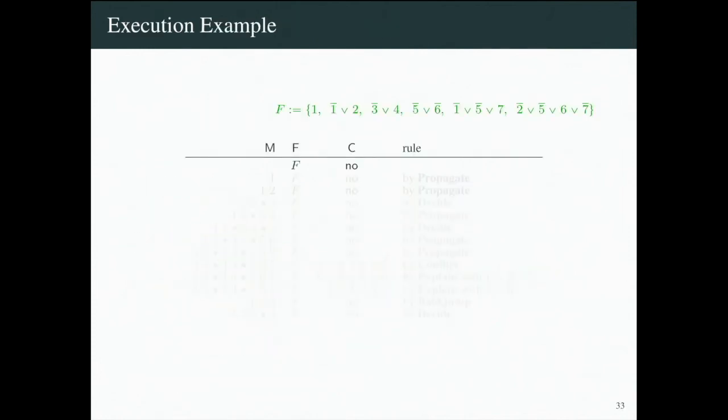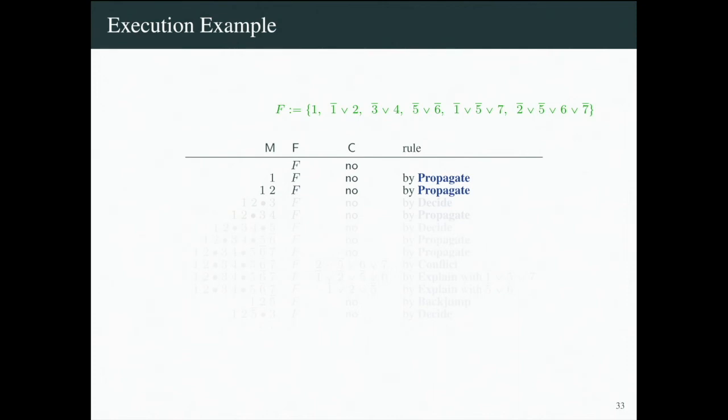Okay, so here's an example. Here we have a bunch of clauses. I'm just using integers for variables. A bar means the negation of the variable. And so you can think of it as a conjunction of these disjunctions of variables. And this is a pure SAT problem. So we start, and we can propagate 1 because 1 is a unit clause, right? So 1 has to be true. So we put 1 in M.